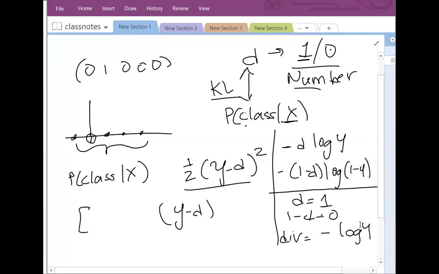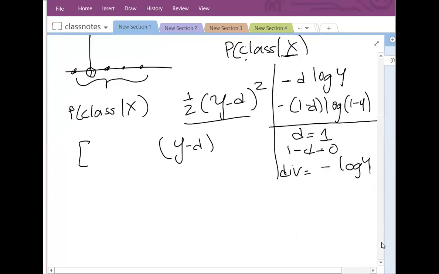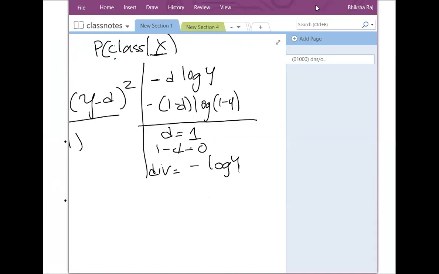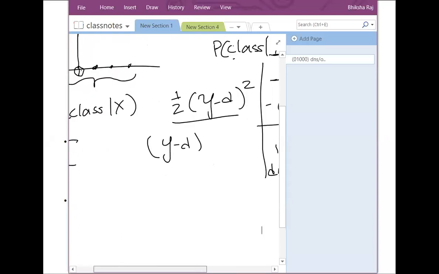You have the other condition, where the training instance is not from the class.